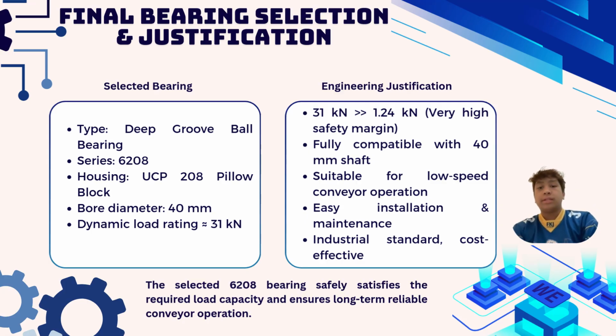Since 31 kilonewtons is significantly greater than the required 1.24 kilonewtons, the bearing provides a very large safety margin. This ensures long-term durability, reduced risk of premature failure, and stable operation under continuous conveyor use. Additionally, the pillow block housing simplifies installation and maintenance, making it a practical and cost-effective choice for the conveyor system. Therefore, we conclude that the selected bearing fully satisfies the mechanical design requirements.